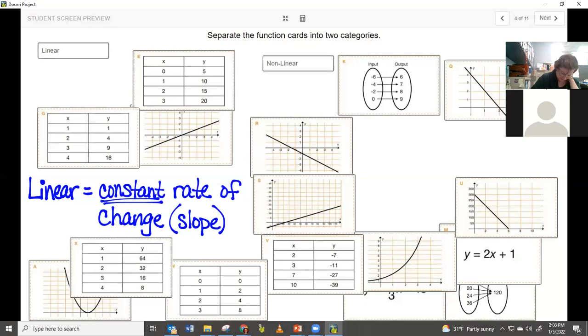All right, so let's see. Brianna, you've got 2 cards in your linear group that belong in the non-linear group, and you have 2 cards in the non-linear group that belong in the linear group. Yep, so you've got 2 cards that are in the wrong groups, Brianna. Looking good though. Let's see, Lauren, let me check in on yours.